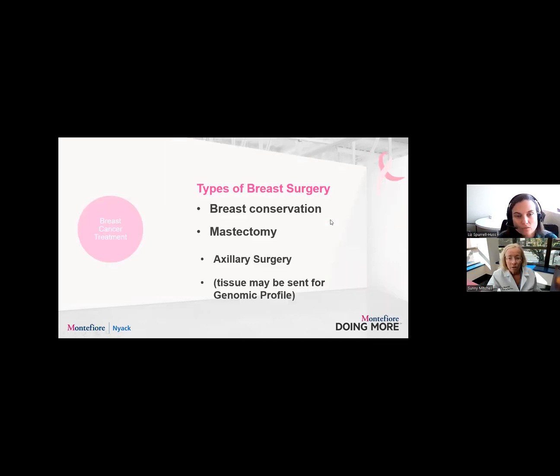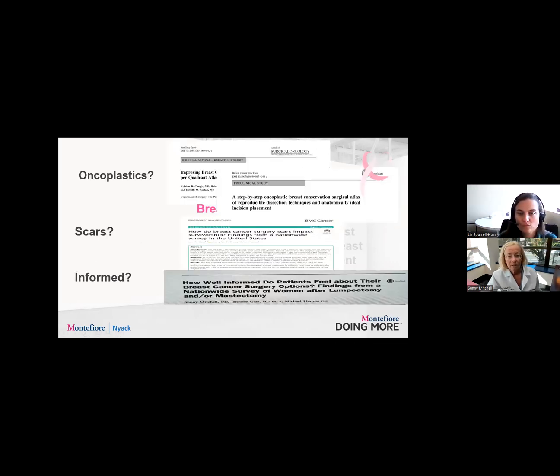So I mentioned the word oncoplastics. What does this mean? That just means that we utilize techniques and make all efforts to respect the shape and size of the breast. Scars, are scars important? We've done work with our colleagues at Brown, where you would think that we don't need data to support this, but as it turns out, women really do care and are impacted by scars on their breasts.